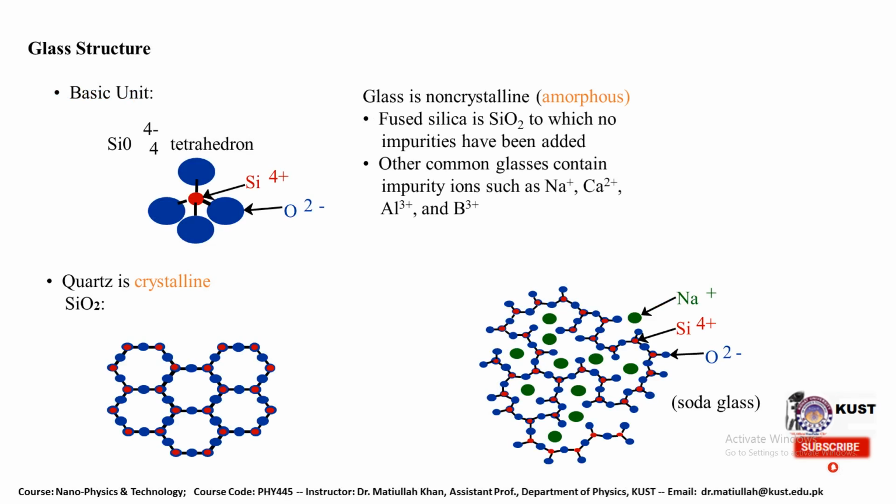We have glass structures. In the structure of glass, silicon is connected with four oxygens. Glass is noncrystalline, that is amorphous, and pure silica is SiO2 to which no impurities have been added. Other common glasses contain impurity ions such as sodium, Ca, aluminum, and B. Quartz is often used for that. Quartz is the crystalline form, SiO2.